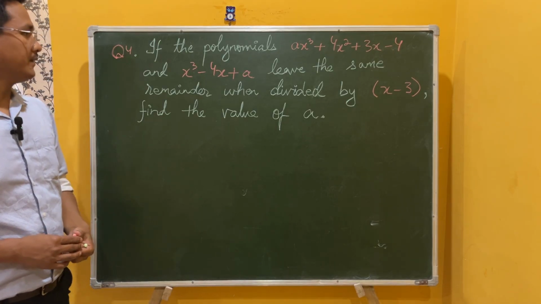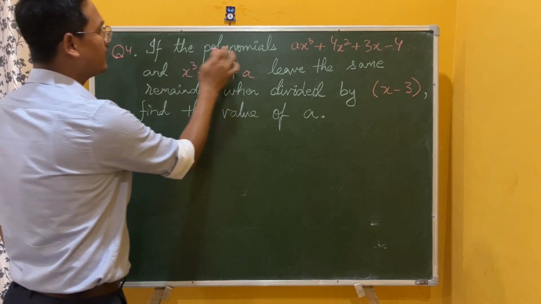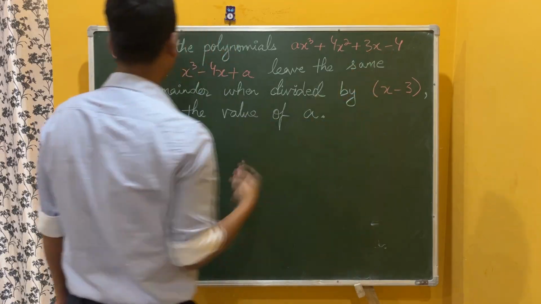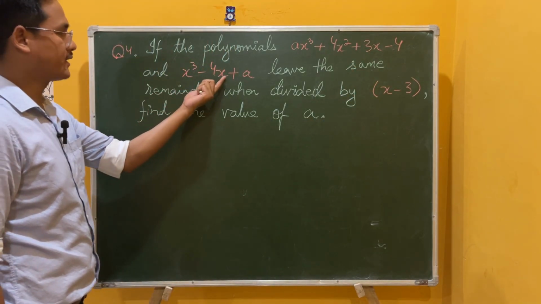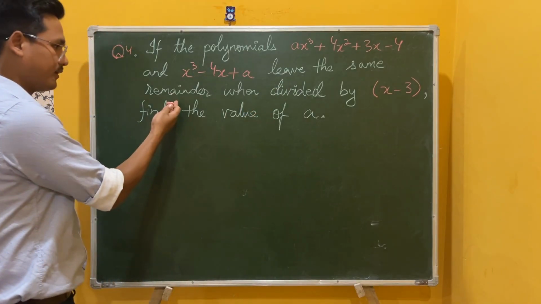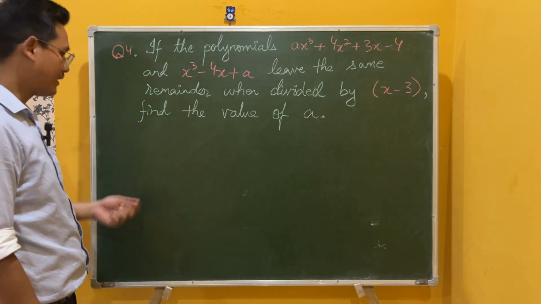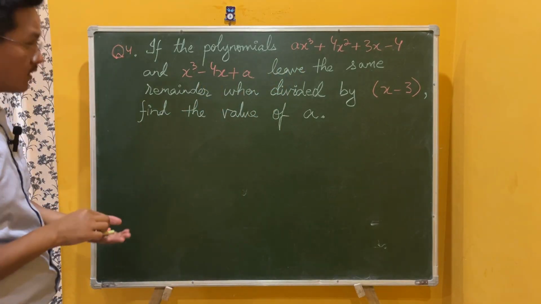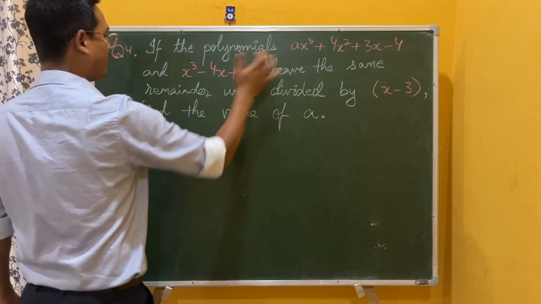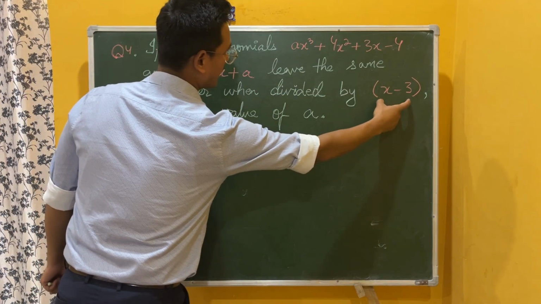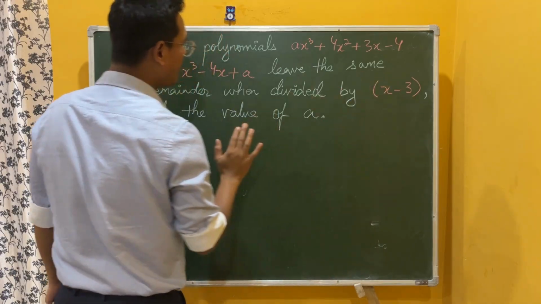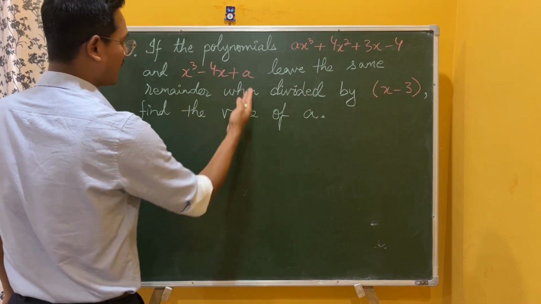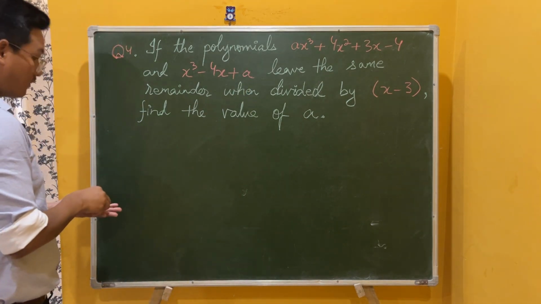Alright, let us solve this question. It says, if the polynomials ax cube plus 4x square plus 3x minus 4 and x cube minus 4x plus a leave the same remainder when divided by x minus 3, find the value of a, this unknown a. So when you divide these two polynomials by another linear polynomial x minus 3, you get the same remainder. So from that you'll have to find a. Let us solve this question.